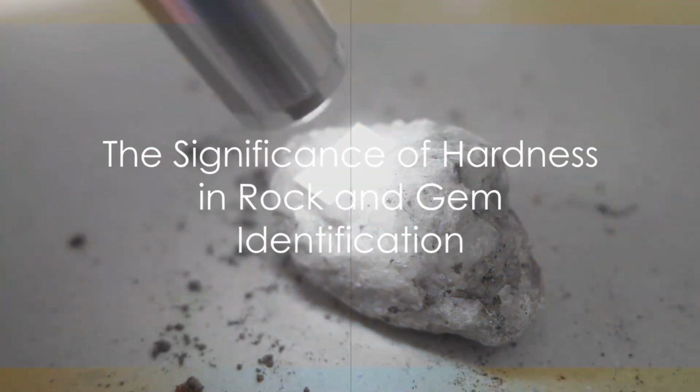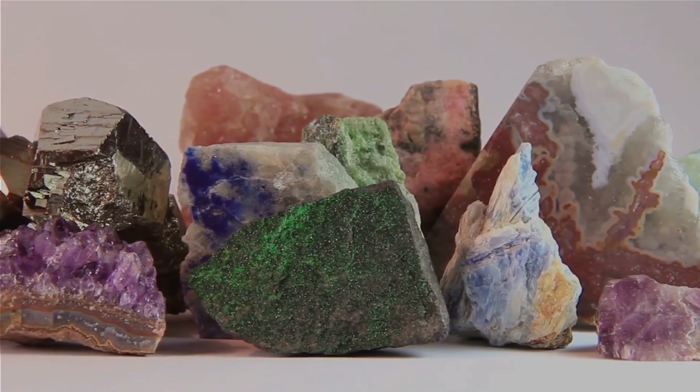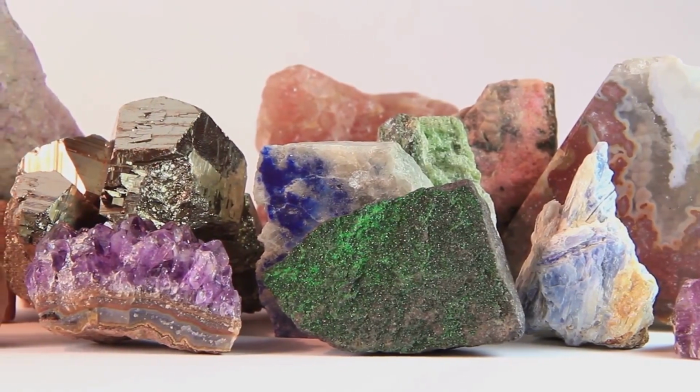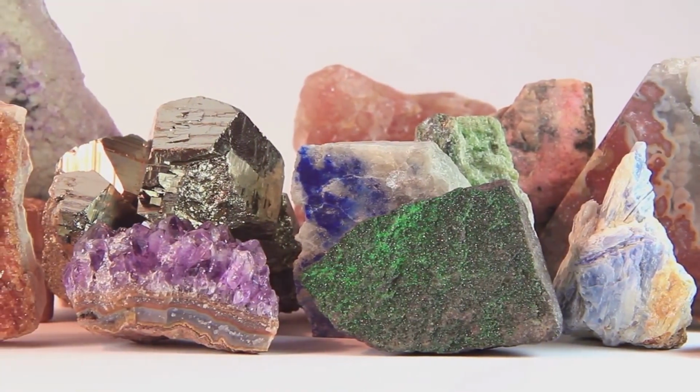Next up, consider the hardness. This is determined by the Mohs scale, which ranges from 1 for very soft minerals like talc to 10 for the hardest known mineral, diamond. A simple way to test this is by trying to scratch your specimen with a common object like a coin or a steel nail.